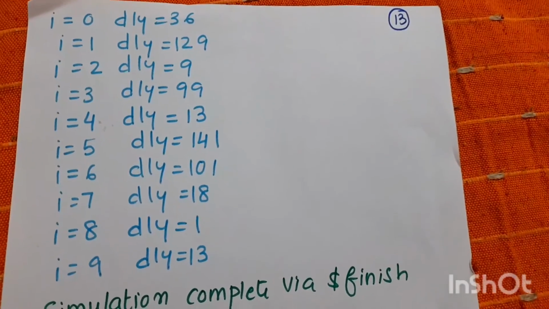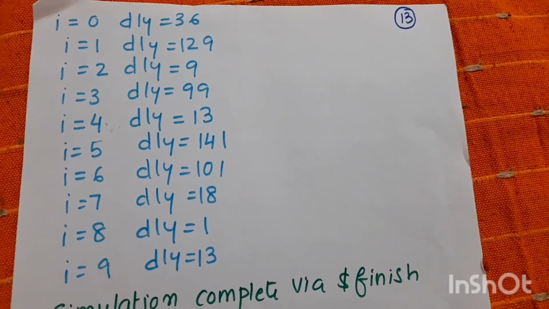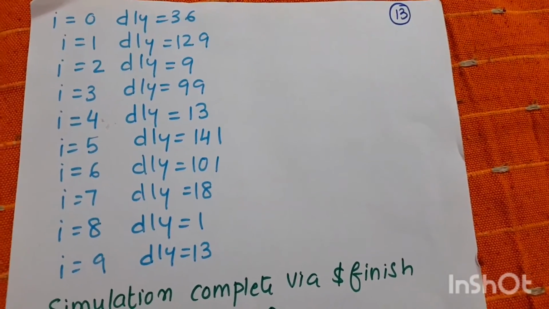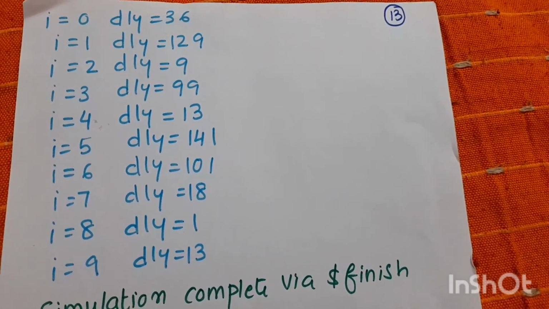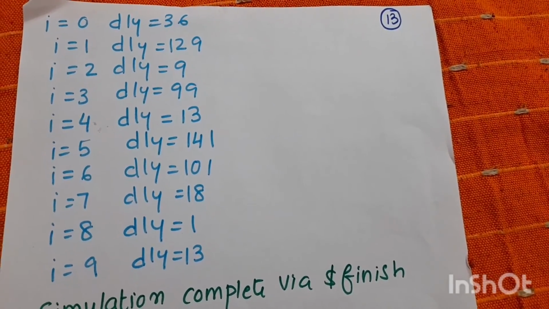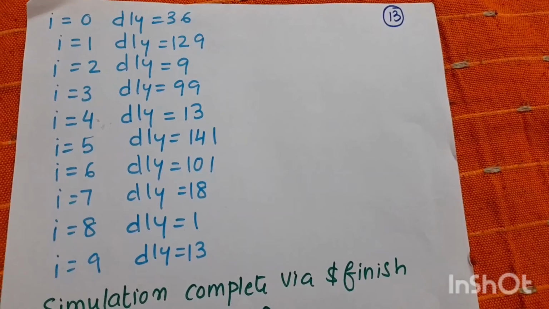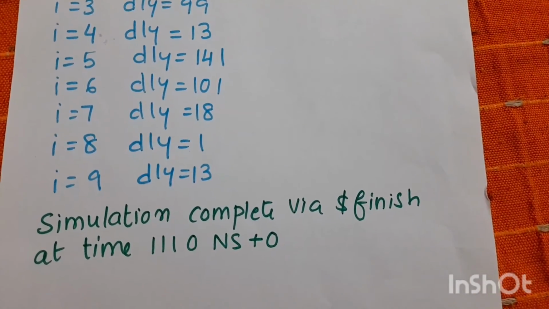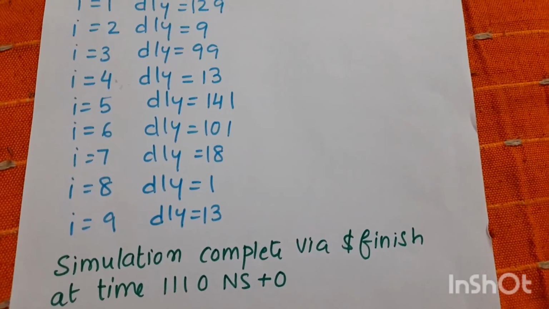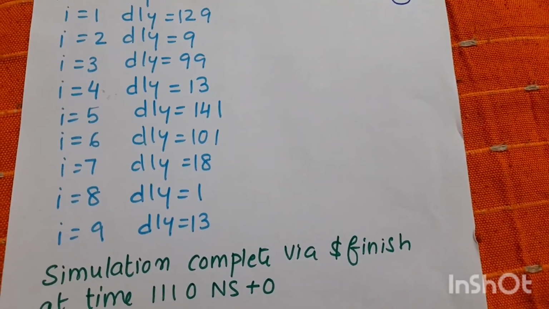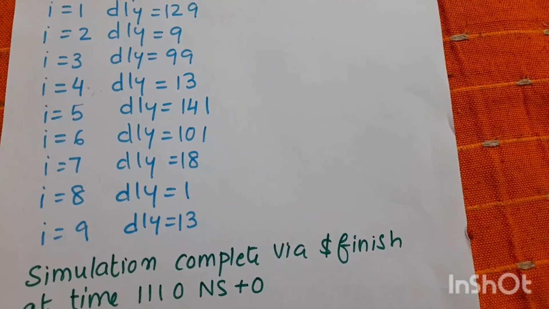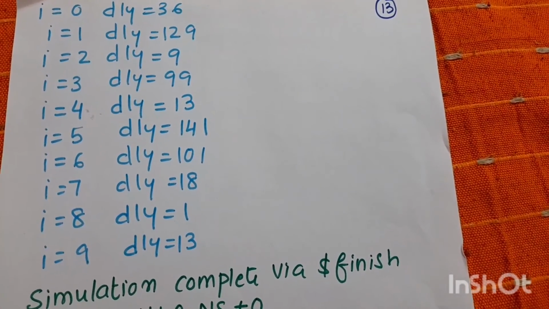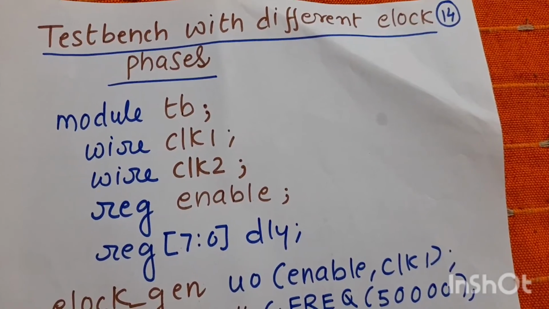For the for loop which is there in the TB test bench, for I equal to 0, the delay, which was put as $random, is generating 36. I equal to 1, delay 129. Similarly, up to I equal to 9, delay is equal to 13. Simulation complete via $finish. So this is the simulation log where the $displays of the clock gen are displayed, and also for the for loop. Now we are generating the test bench for different clock phases.